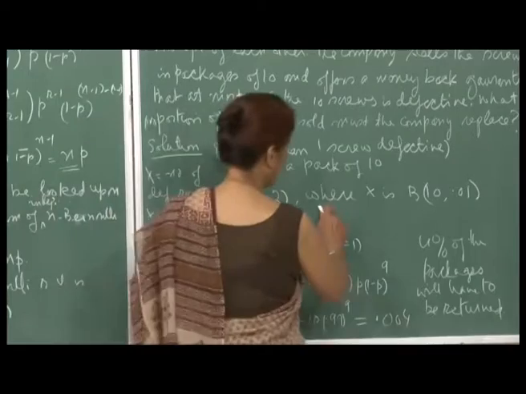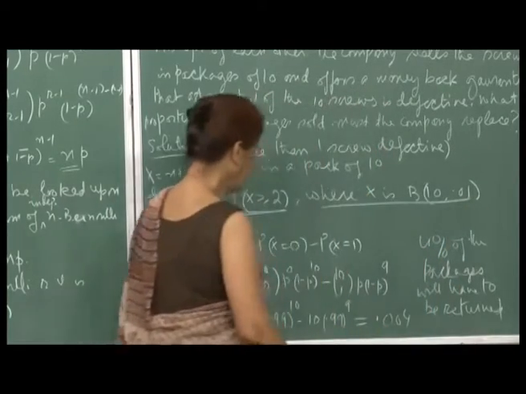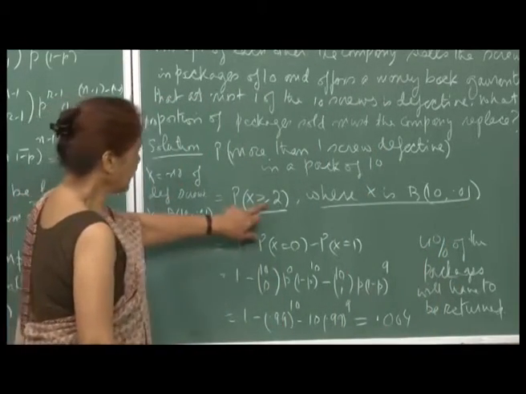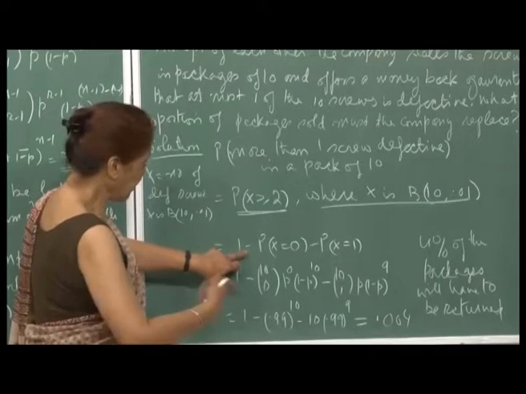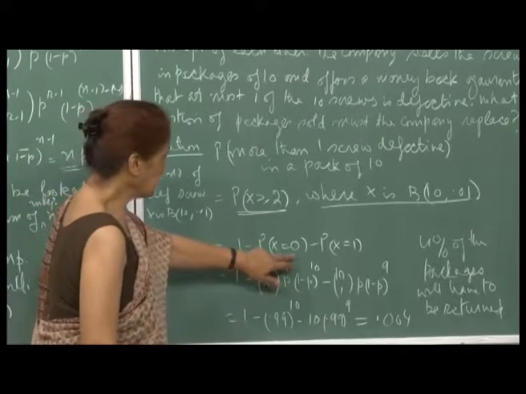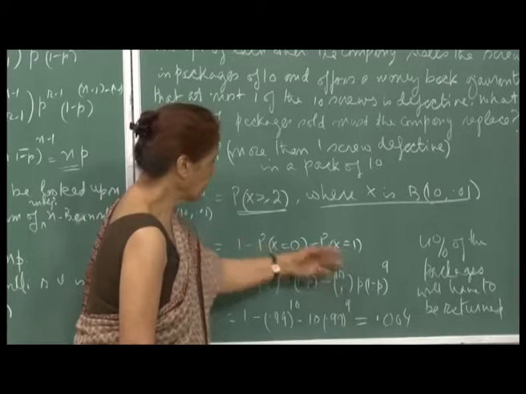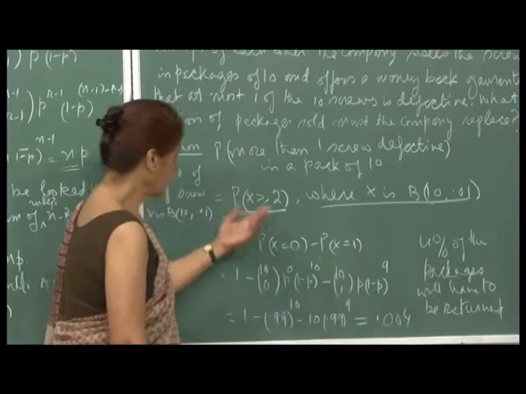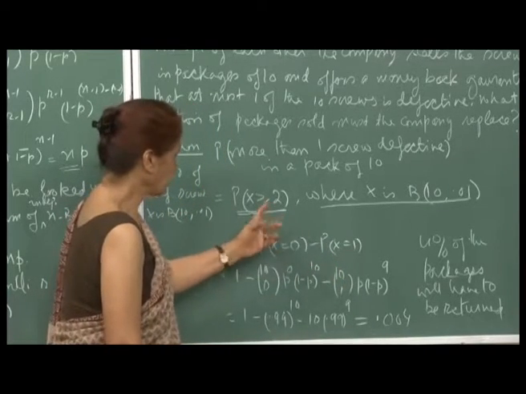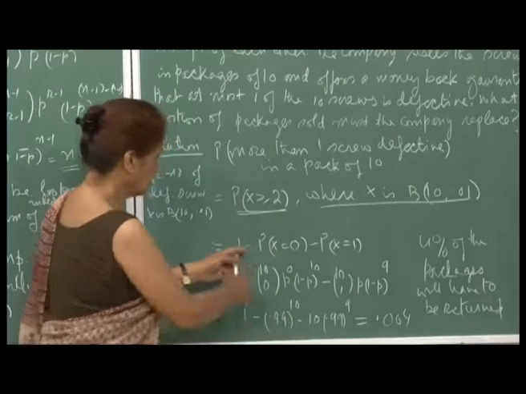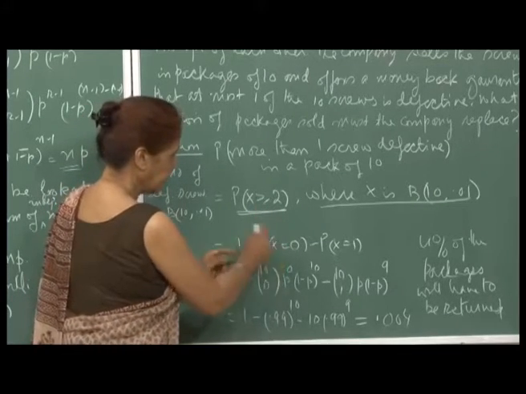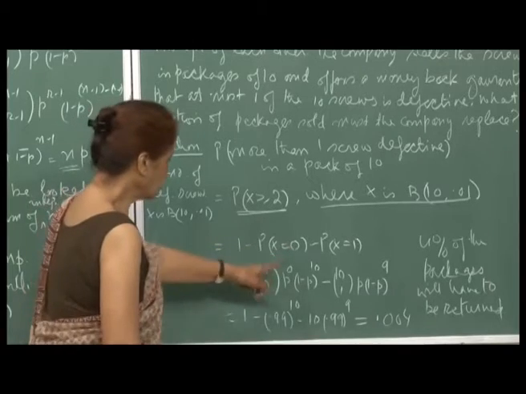So, here I have said that x is binomial. Therefore, this event I can write as the complement: 1 minus probability x equal to 0 and probability x equal to 1. These two are acceptable, and if x is more than 1, then it is not. So, 1 minus these two. Now, the probability of x equal to 0.